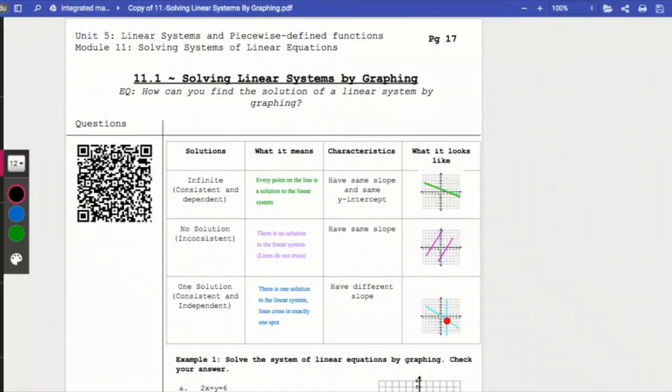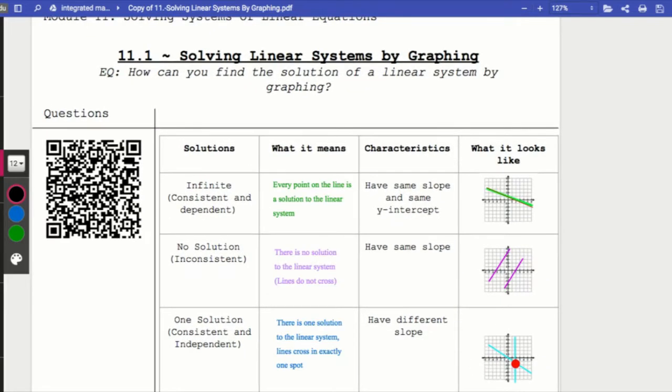Some things to know about solutions of linear systems is that they have multiple options. The first thing you can have is infinite solutions, which the book also refers to as consistent and dependent. What it means is that every point on the line is a solution to the linear system. Just by looking at the equations, if they're infinite, they're going to have the same slope and the same y-intercept. On a graph it looks like two lines right on top of each other. If I zoom in, see how the red line's on top of the green line? That means it's infinite solutions because they happen to be the exact same line.